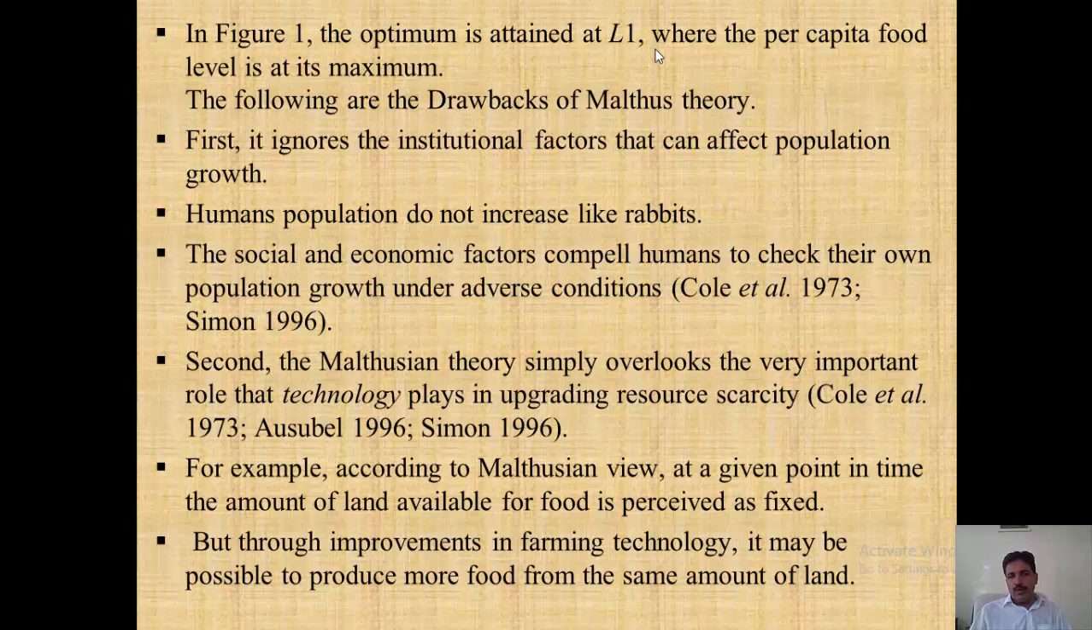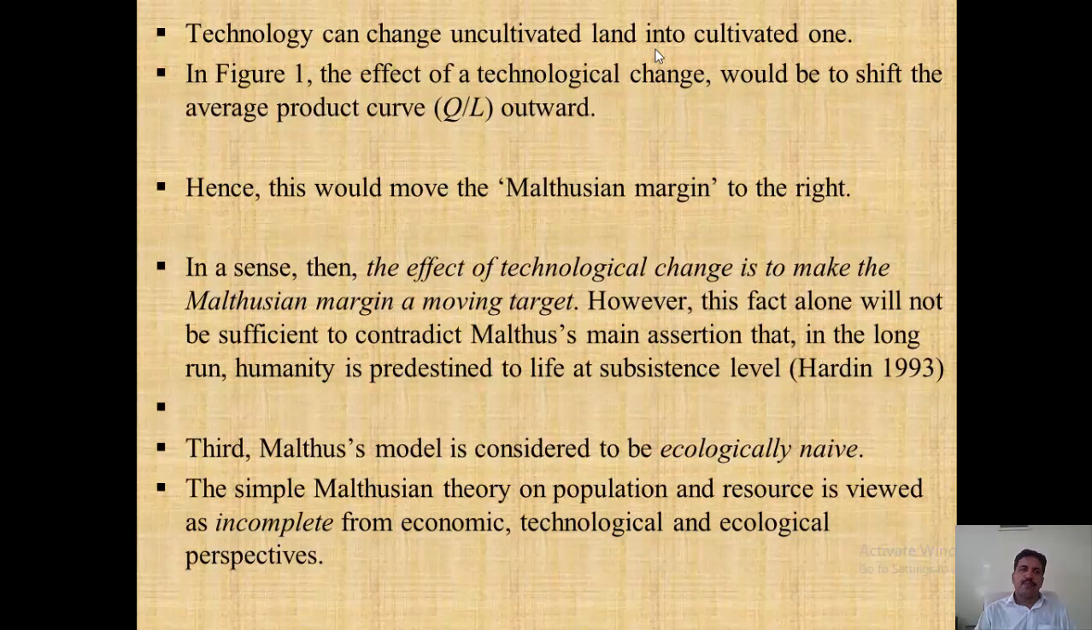Secondly, the Malthus theory simply overlooks the very important role that technology plays in upgrading resource productivity. For example, according to Malthus' view, at a given point in time, the amount of land available for food is perceived as fixed. But through improvements of farm technology, it may be possible to produce more food from the same amount of land. The land is fixed, but technology can play its role. With the introduction of new technology, humans can increase food production, and this will be the negation of the Malthus theory.